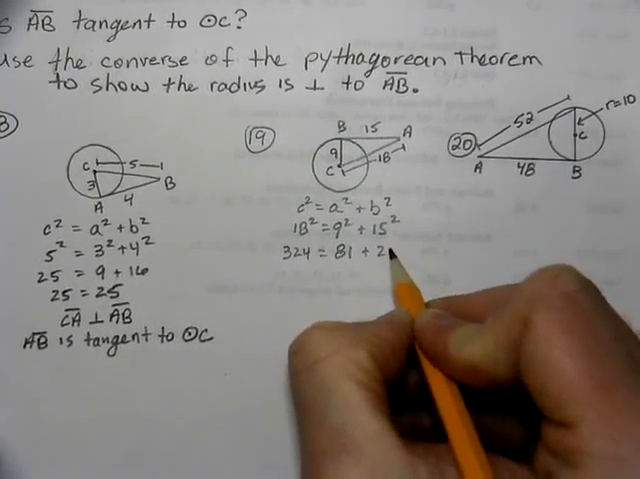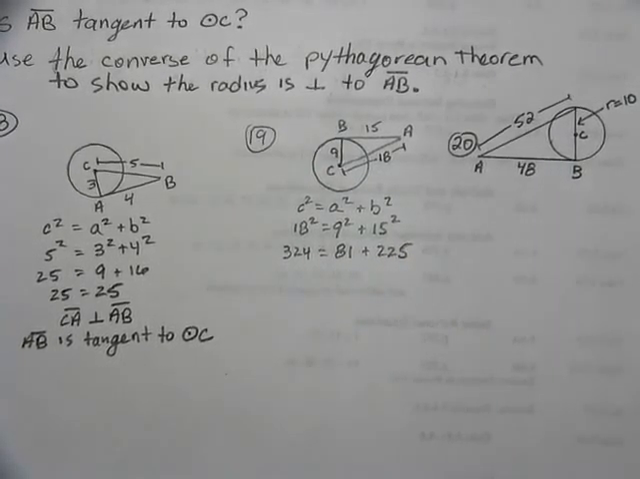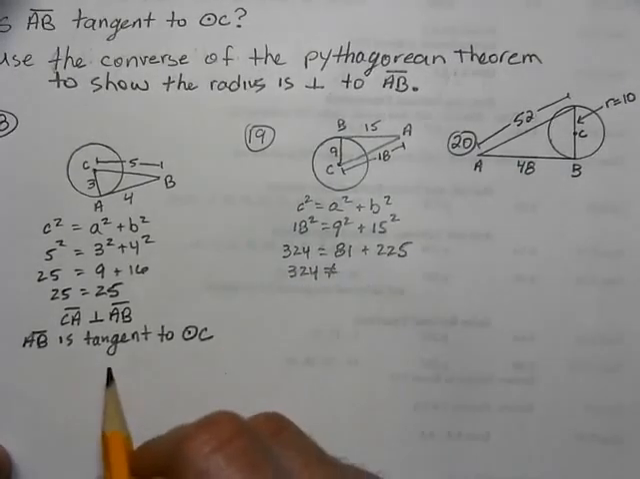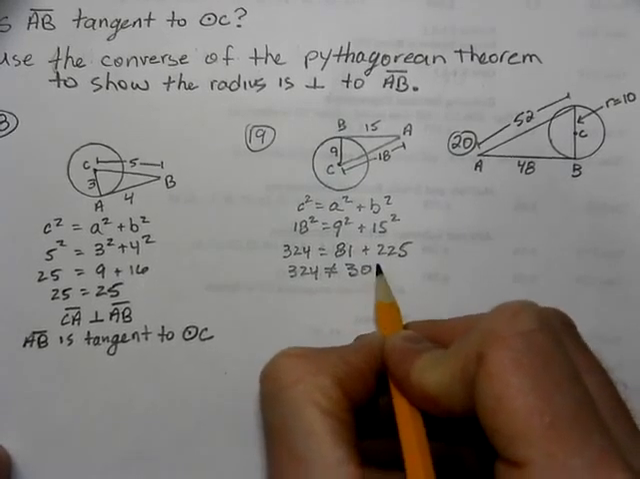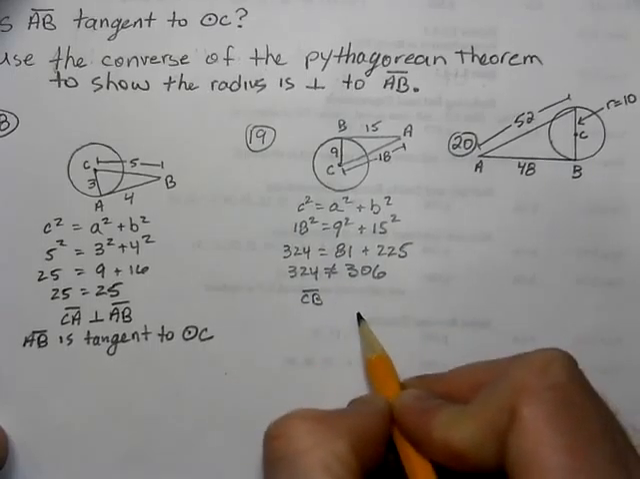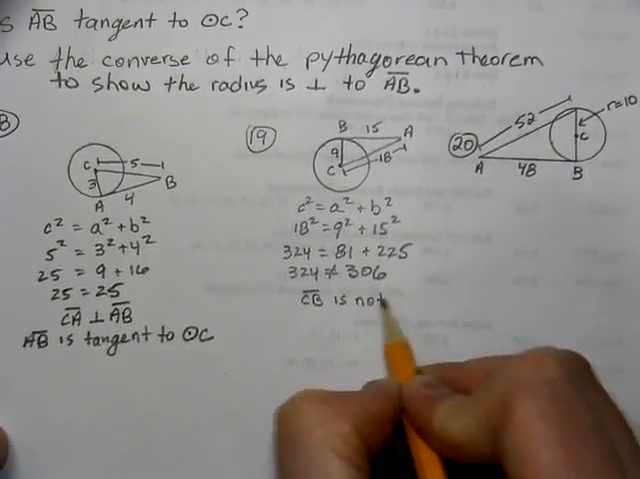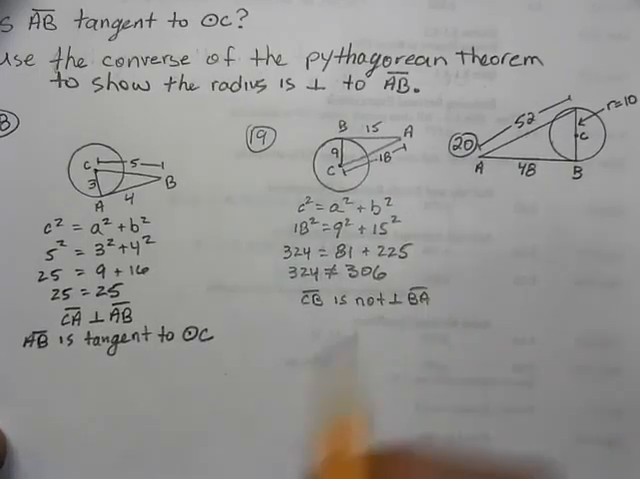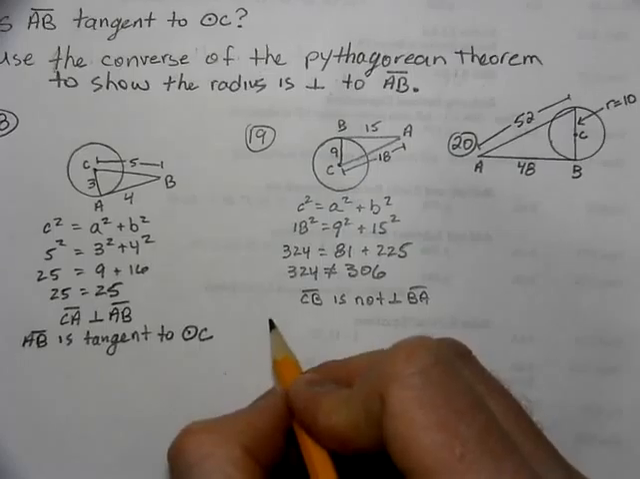81, 225, so when you add together your 81 and your 225, we're going to get 306. So 324 does not equal 306. So our CB is not perpendicular to BA. AB is not tangent.